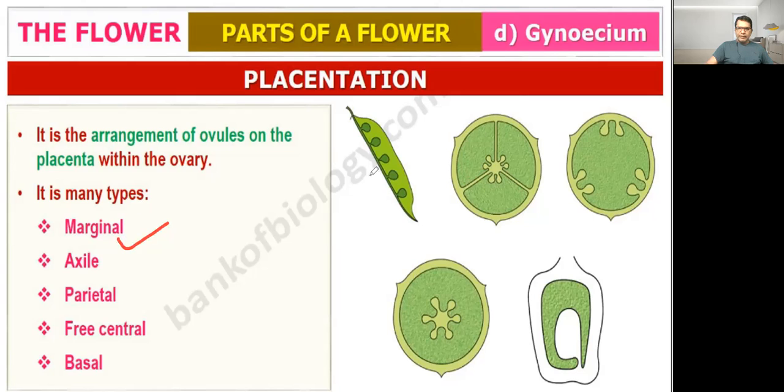First one is marginal, like this is at the margin, that's why it is called marginal. Axial, it is forming an axis, connected with the periphery and center. Then parietal, present at the periphery. Then free central, where the ovules are present in the center, not connected with the margin. And then basal, where the ovules are connected with the base of the ovary. So let us discuss all these one by one.